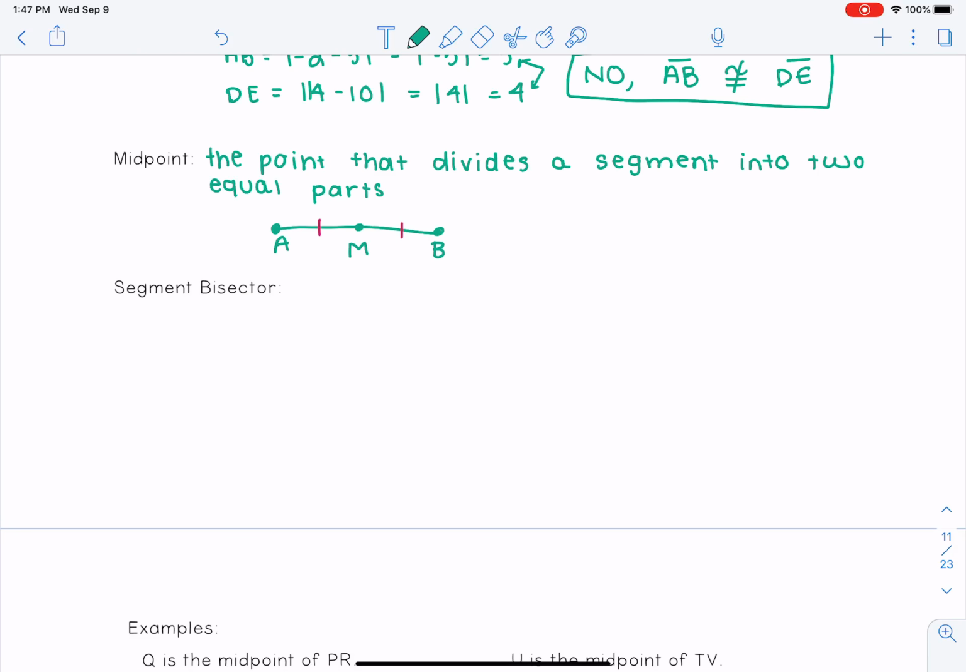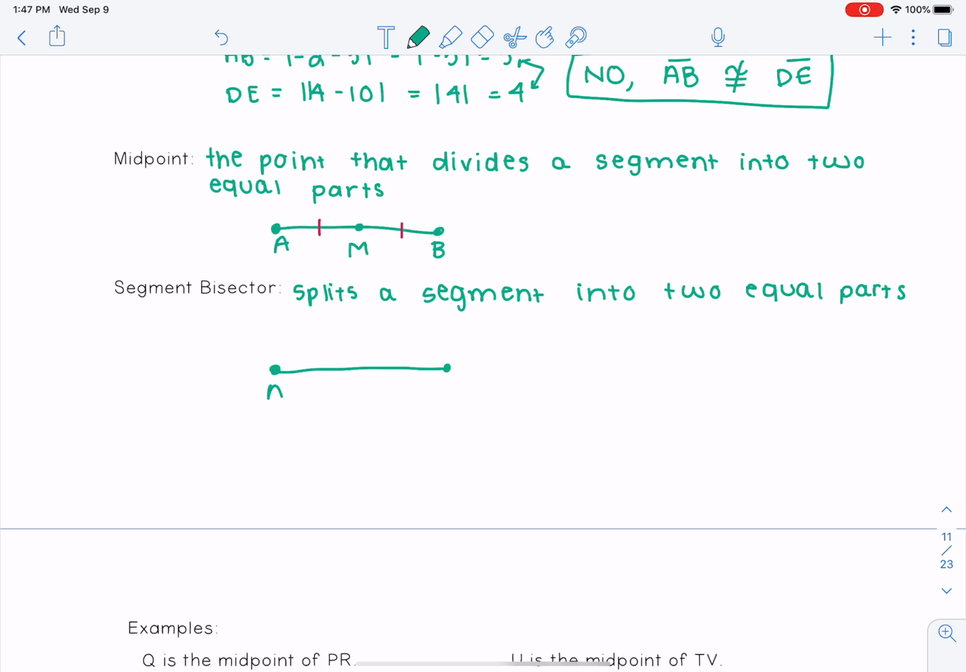Kind of related is something called a segment bisector. This is something that splits a segment into two equal parts. You might be saying, how is that any different from the midpoint? The only way it's different is I've got my A and B, and now this line is my segment bisector S. But notice it goes through the midpoint, so they're really related to each other.